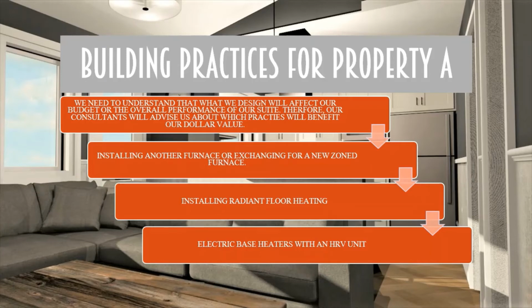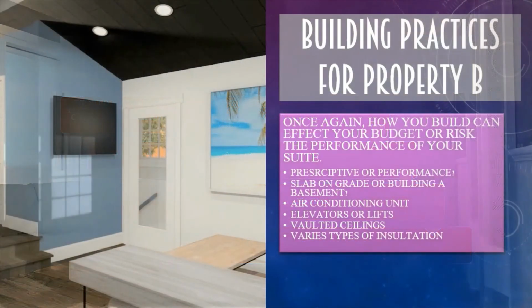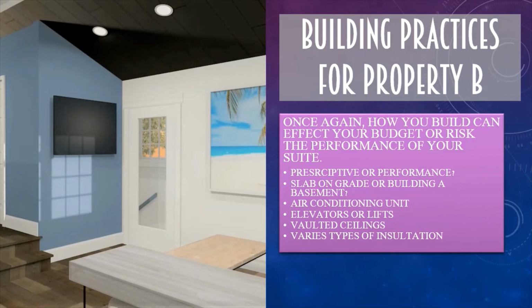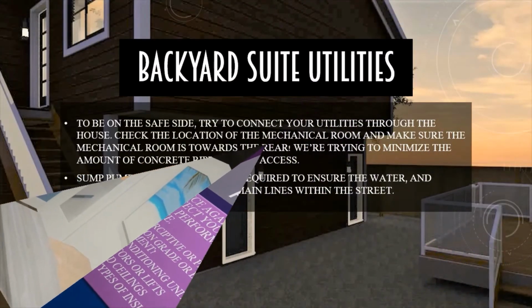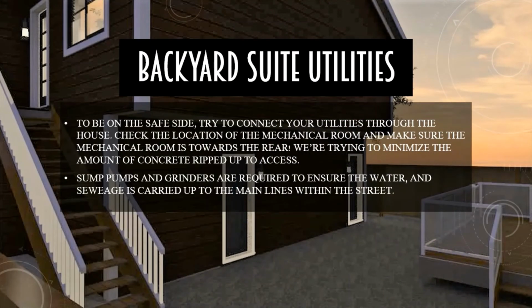Building practices for property A. So we can look at doing a couple of things for our suite: installing another furnace or exchanging for a zone furnace, installing radiant floor heating, or electronic baseboard heaters with an HRV unit. For property B, we can look at building either prescriptive or performance, slab on grade or building a basement for it, air conditioning unit, elevators or lifts, vaulted ceilings, or various types of insulation.